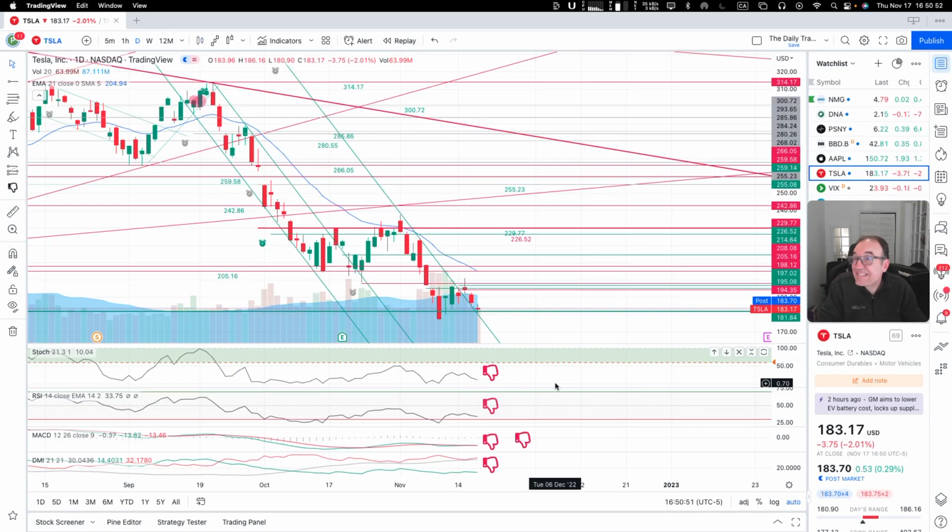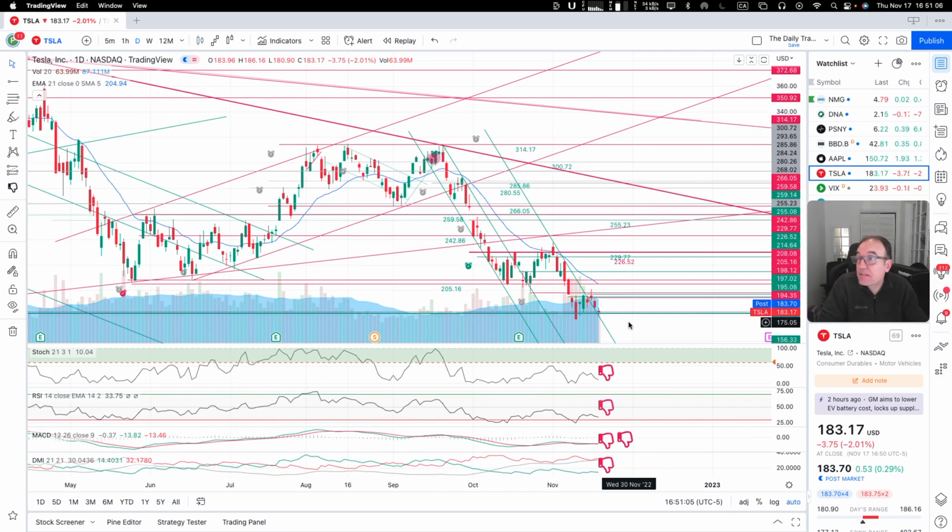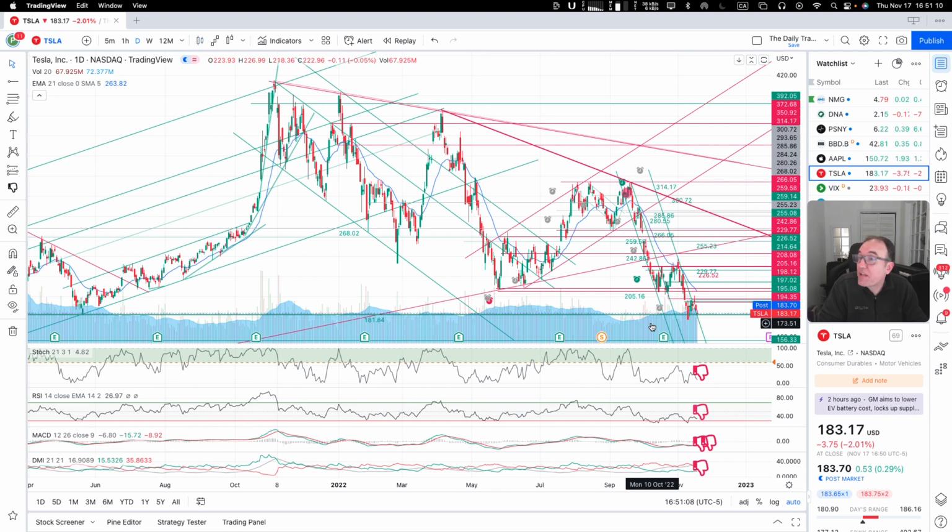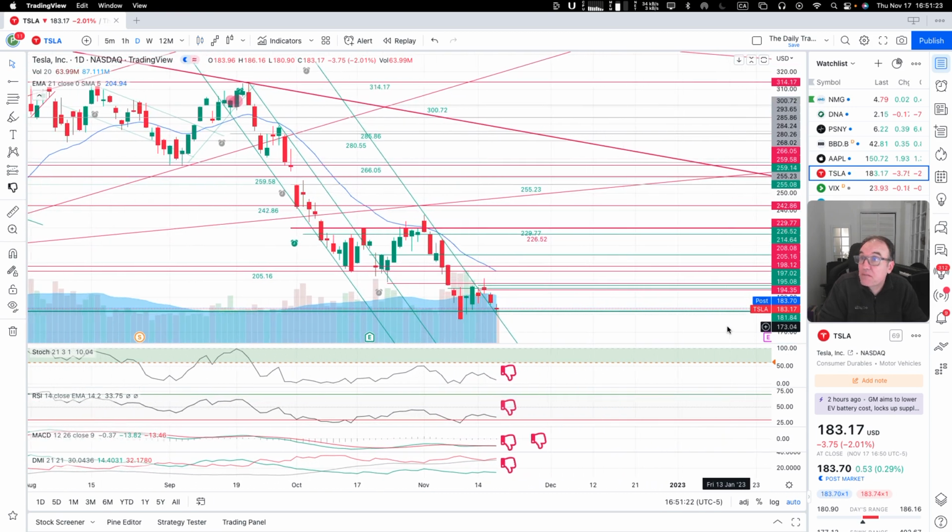So stochastic 10, RSI at 33 instead of 50. MACD is also broken over bearish, and DMI is also bearish. So everything is bearish for Tesla. Things have not been doing great for Tesla because a year ago we were at $400 post split. Tesla has lost over 50% of its value. So that's very big.